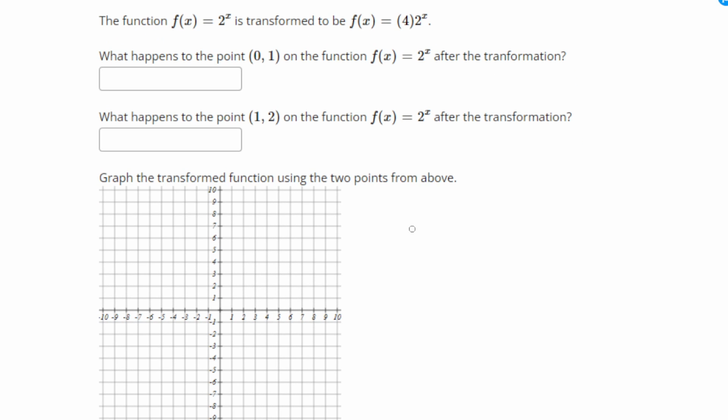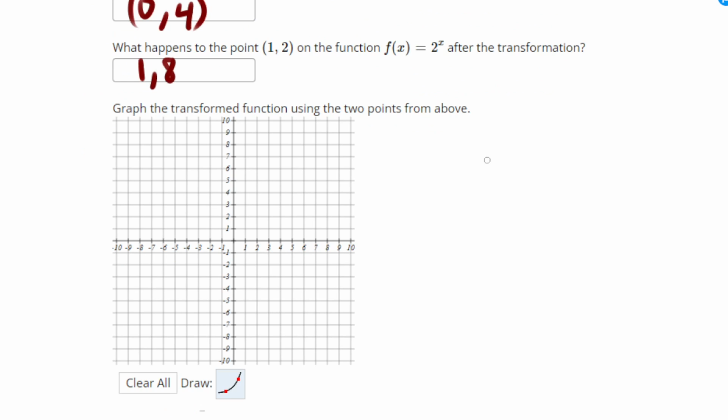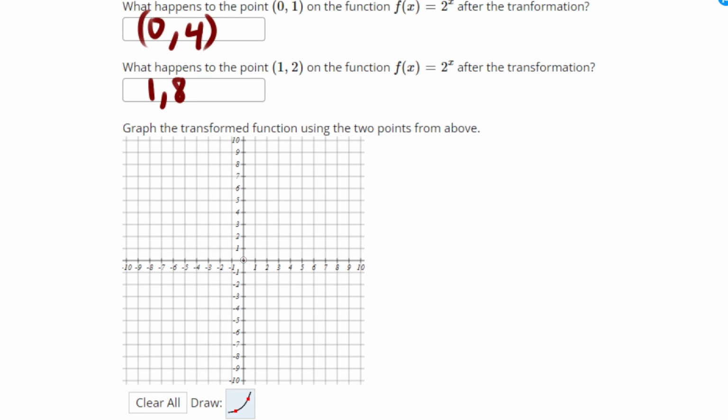The function f of x equals 2 to the x is transformed to be f of x equals 4 times 2 to the x. What happens to the point 0, 1 on the function? Again, when we're stretching, it only will affect our y values. It won't affect our x values. So we'll multiply our y value by our stretch factor, which is 4. So our new value will be 0, 4. For 1, 2, our new value will be 1, 8. Then to graph it, we'll do 0, 4 and 1, 8.